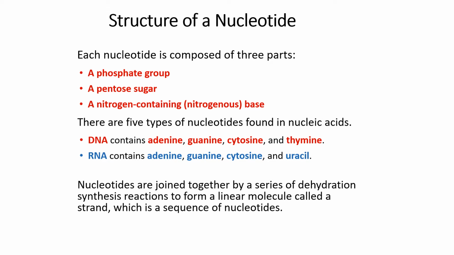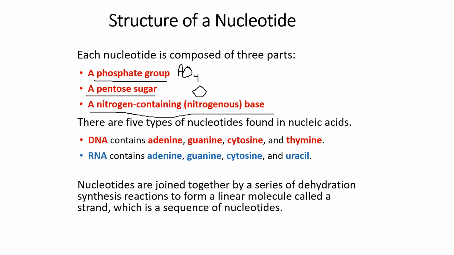Your nucleotide is made up of 3 parts: a phosphate group, which if you remember is a PO4, and it's at least a 2-, it might be 3-. You have a pentose sugar. Pentose just means it's 5 carbons, it's 5-sided. It'll either be ribose for RNA or deoxyribose for DNA. And then we have a nitrogen containing base. There's lots of nitrogen in it.